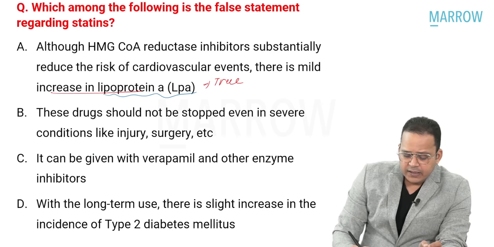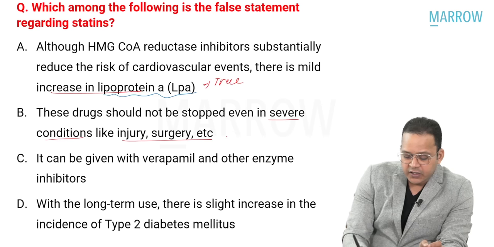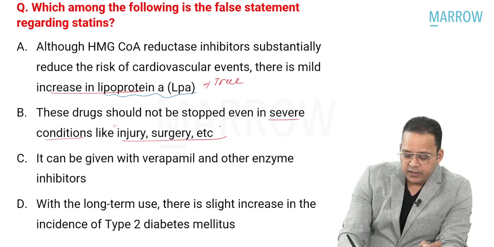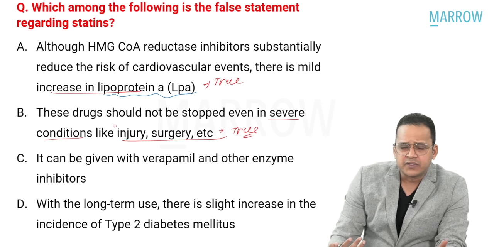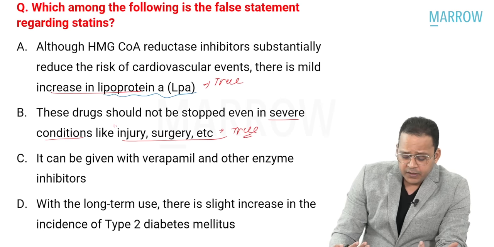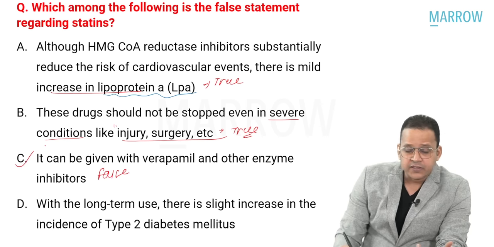Second is, these drugs should not be stopped even in severe conditions like injury, surgery, etc. Now that is also true. We need not stop them in surgery or injury, etc., because they have nothing to do with that, right? Option C, it can be given with verapamil and other enzyme inhibitors. Now this is the statement which is false. And this is our answer.